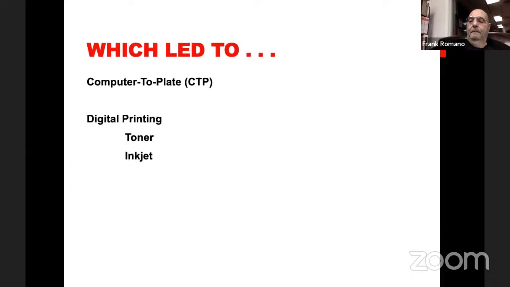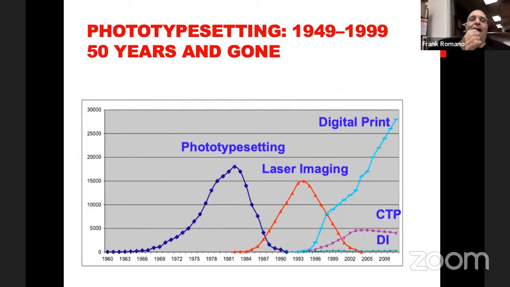So if you track, and I've tracked this by counting the actual number of units, you can see the growth of phototypesetting, you can see its peak, and then you start to see the growth of laser imaging. And so you see the decline, because they were still selling machines as laser machines were coming on the market, because people didn't quite believe that the lasers would do the job. Then you start to see the growth of digital printing. Then you see CTP. There was DI, direct imaging, where you make the plate on the press. So the big growth area today is really digital printing. That's replacing offset in many, many cases.